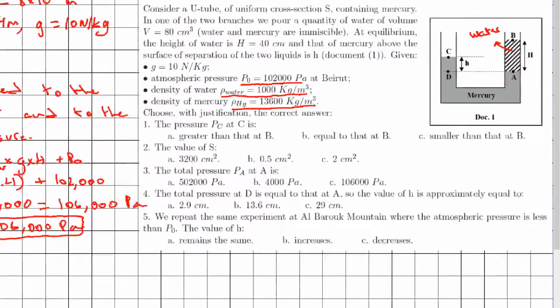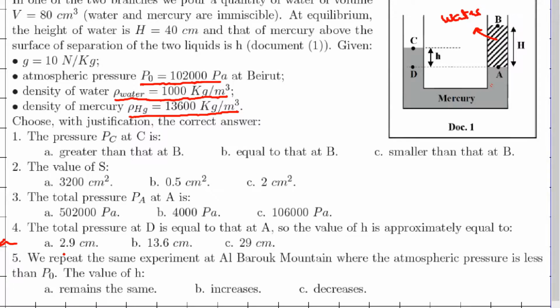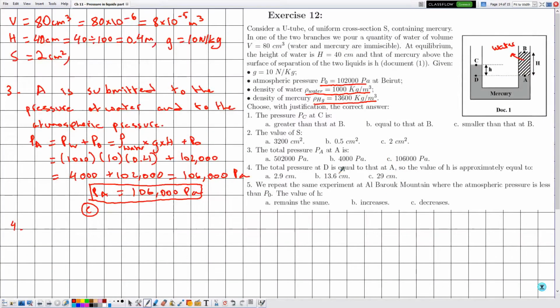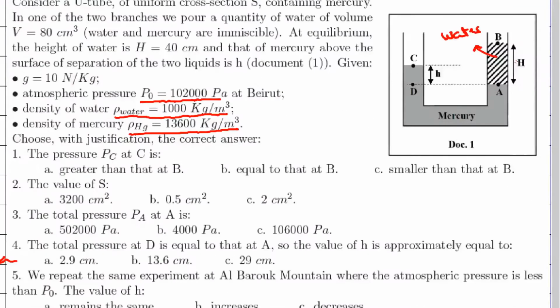Now, as for number 4, the total pressure at D is equal to that at A. So they are telling us that the pressure at the point D is equal to the pressure at the point A. So for sure, we need to use the relation that PD is equal to PA. So let's write that the pressure at the point D is equal to the pressure at the point A. And this is reasonable because both points D and A are on the same horizontal level, at equilibrium, and in the same liquid.